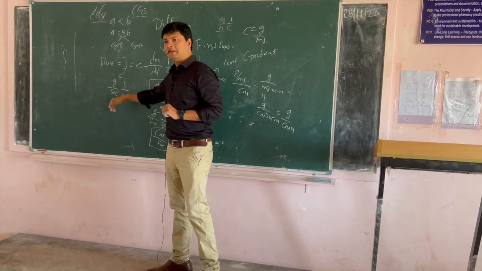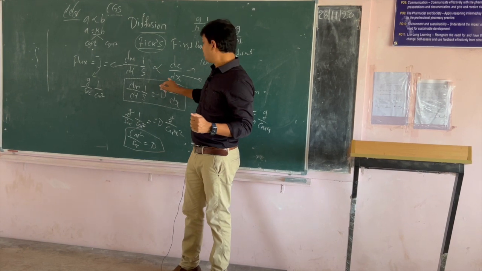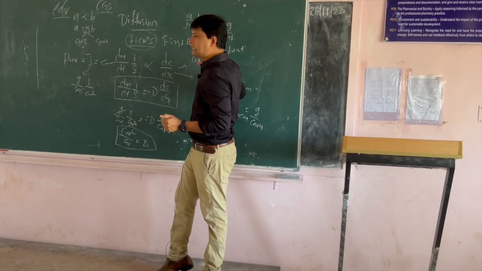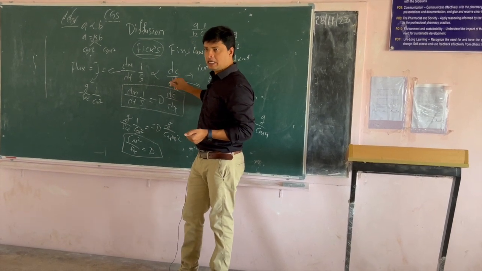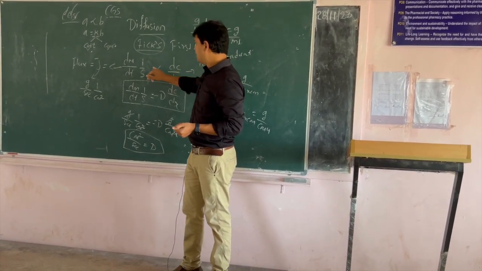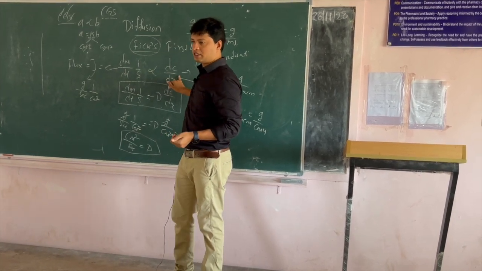Why is that flux happening? Because there is a concentration difference, which we represent as the concentration gradient. Next we equated it, and that is Fick's law: flux is directly proportional to concentration gradient.